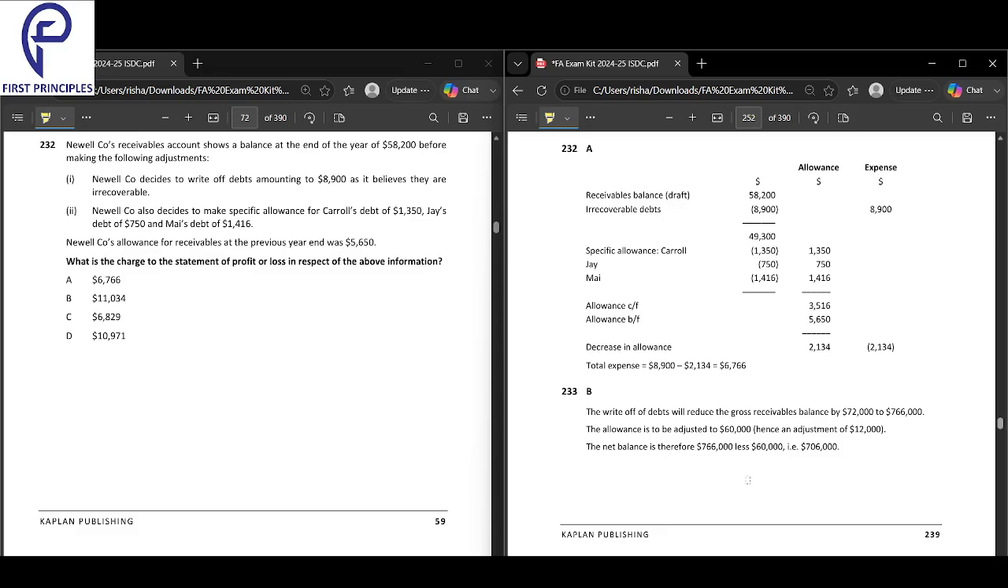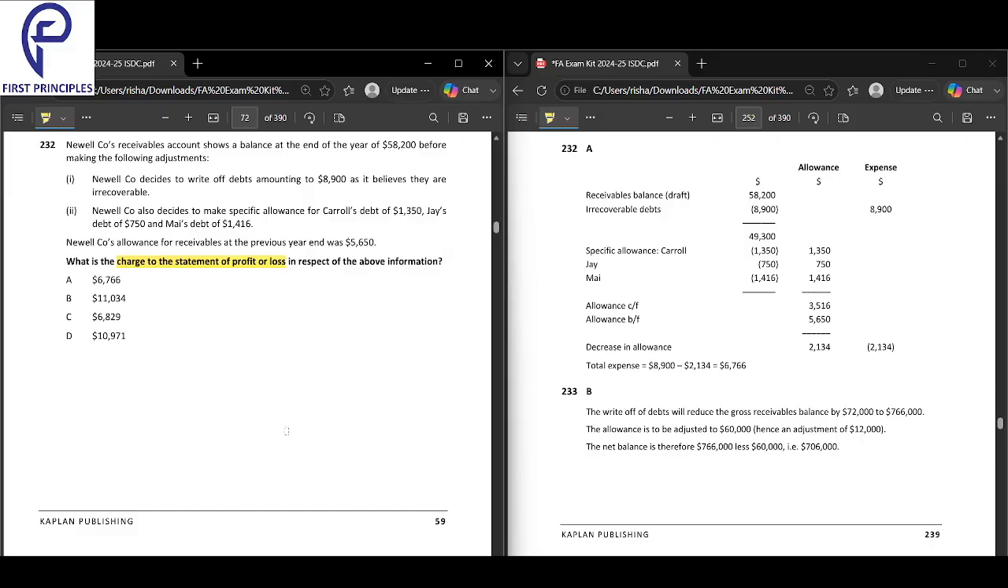So looking into 232 here, let's get a strong understanding of what is in question 232. First one, Newell Co's receivables account. First of all, what do we have to find? What is the charge to P&L? They're asking us what is the amount that goes to P&L.